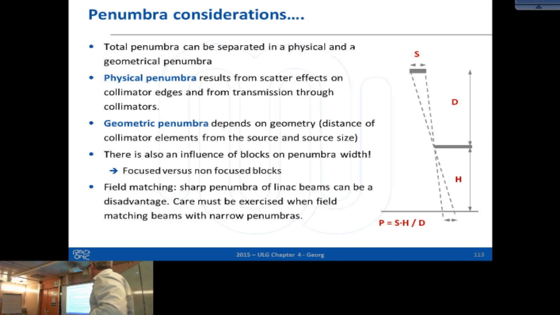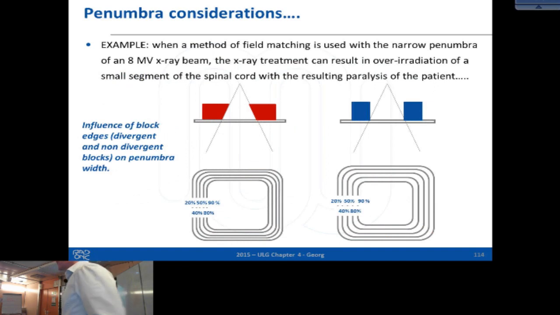And okay, penumbra considerations is something that I mentioned already. You just said with the cobalt sources, someone has to get in to get the patient out. But in case the patient is not fit, would you just tell him over the microphone to get out? No, because we are responsible for the patient.